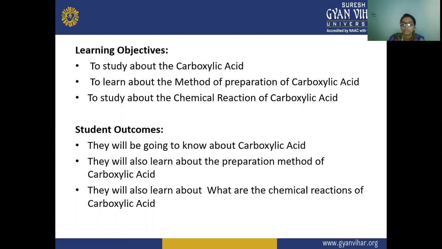Today we are going to discuss the methods of preparation of carboxylic acid, and how it is prepared on an industrial basis or on a laboratory scale. We are also going to study some of the chemical reactions of carboxylic acid, how these carboxylic acids react with other reagents or in the presence of a catalyst, and form different products.